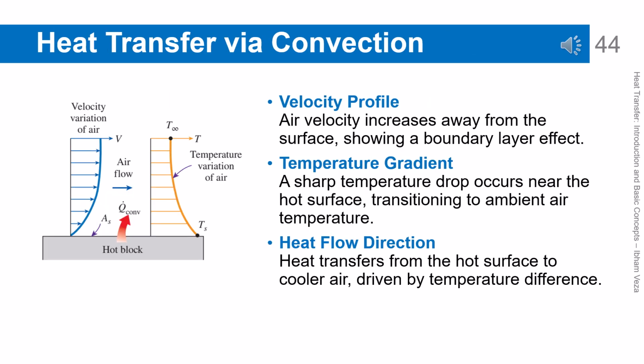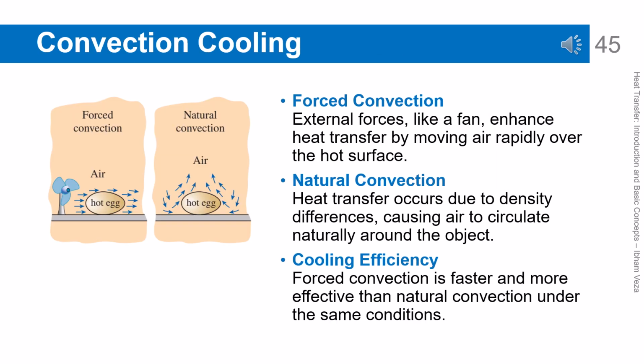Heat transfer via convection. In convection, there is a boundary layer near the surface where velocity and temperature change rapidly. The air temperature drops sharply from the hot surface value to the ambient value. Heat always flows from the hot surface to the cooler fluid. The velocity profile shows how the flow develops away from the surface. This mechanism combines conduction near the wall and advection by the fluid flow. Convection cooling.